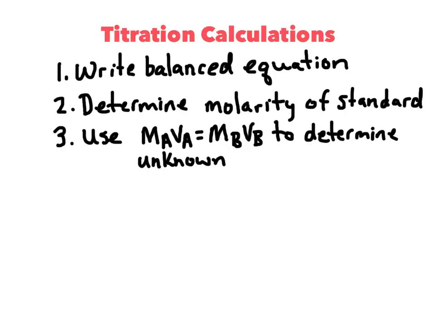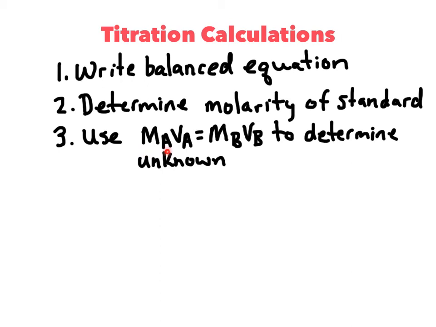So to do a titration calculation, you've got to first of all start out by writing the balanced equation. The reason you have to do that is because you have to know if the strong acid or strong base that you're using to titrate is going to produce only one proton or hydroxide ion, or if it's going to produce 2 when it breaks down. And that would be if it's diprotic or not. And then you determine the molarity of the standard, and that's easy to do based on your balanced equation. Then you just use this formula, MAVA equals MBVB, to determine the unknown.